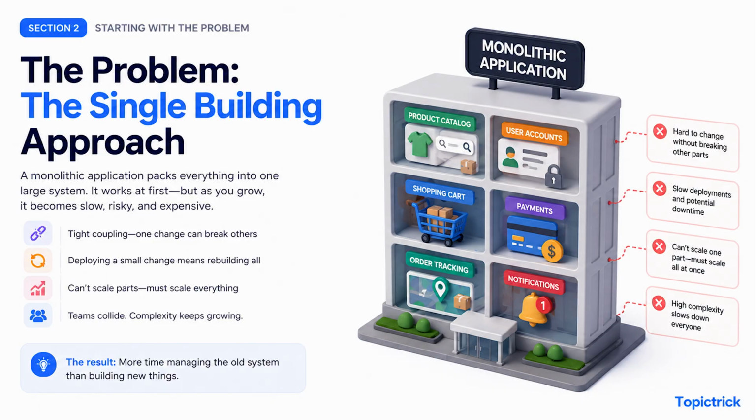Imagine a company builds a brand new web application. It is a shopping platform. The application handles everything: browsing products, managing user accounts, adding items to a cart, processing payments, and tracking orders. All of this lives inside one single system, written as one large piece of software. This is called a monolithic application.